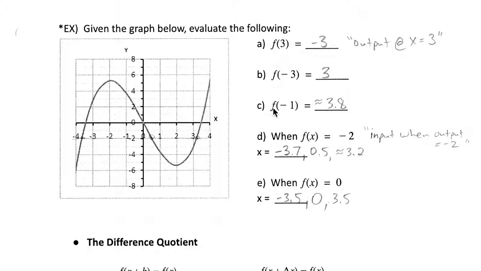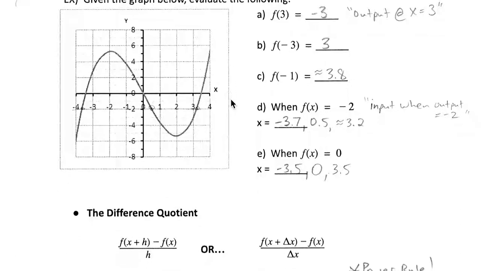One more time, if the input is negative 1, what's our output? Find negative 1 on the x-axis, hit your graph, find out what the y output value is. It's about 3.8. If you're approximating, give it some squiggle equal signs that represents approximately. And as long as you're anywhere within the ballpark, of course I'll try and give it to you.